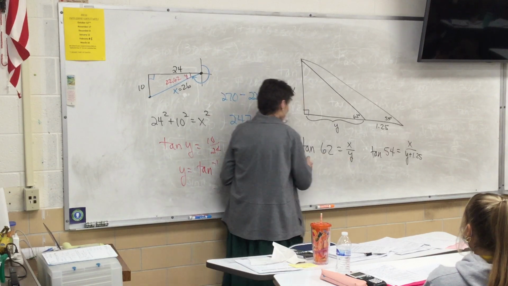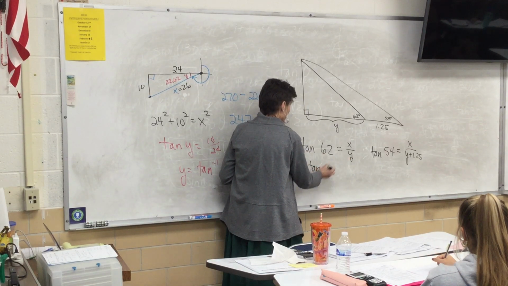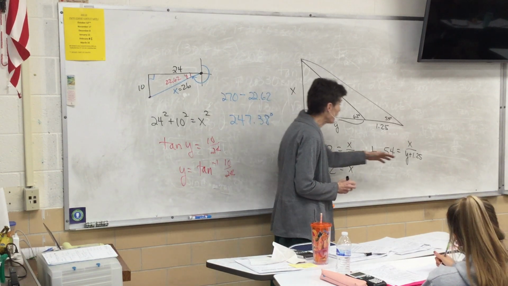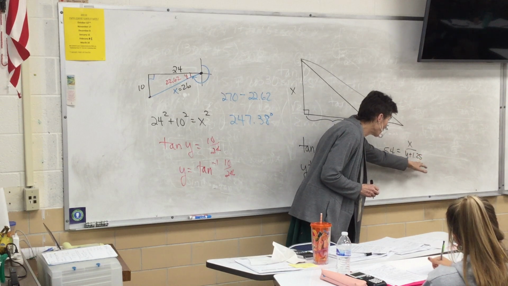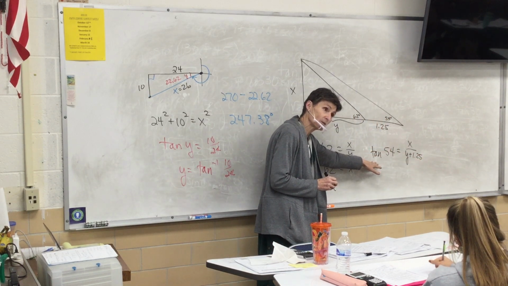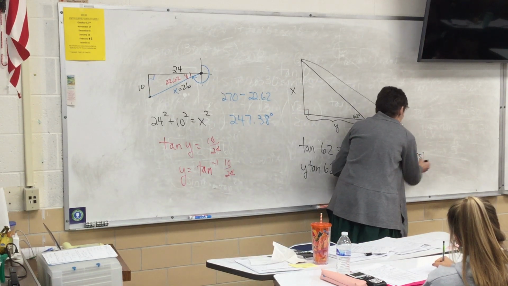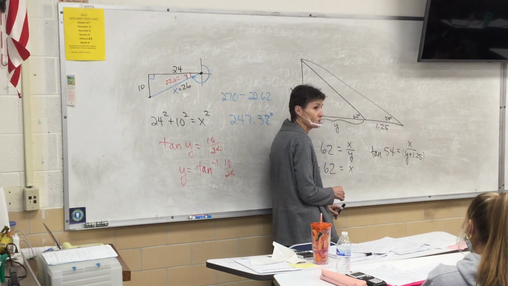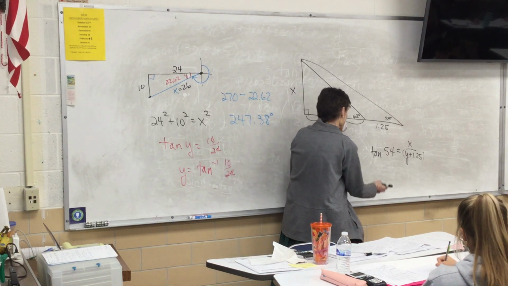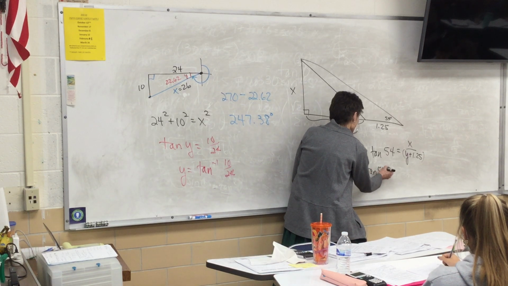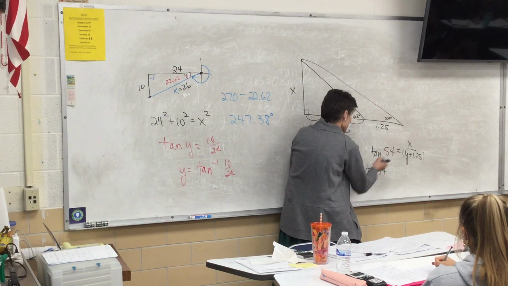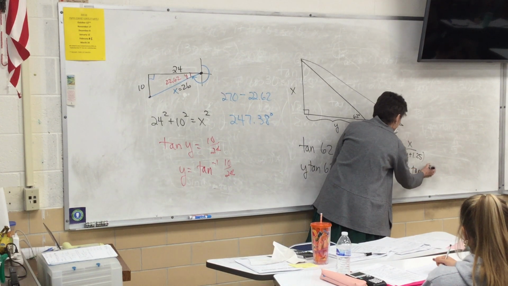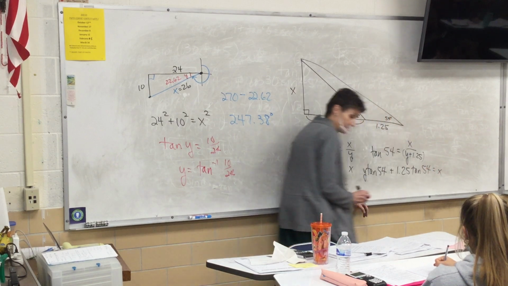So I'll multiply the y over to here. And I'll multiply the y plus 1.25 over to here. But since this is a quantity, when I multiply it over to here, I'm going to have to distribute. So I'm going to have tan 54y. So y times tan 54 plus 1.25 times tan 54 equal to x.